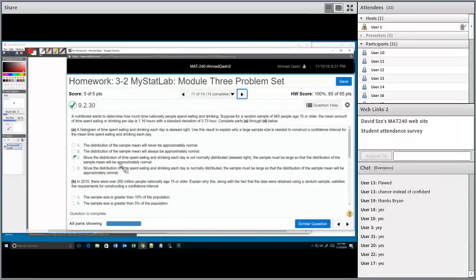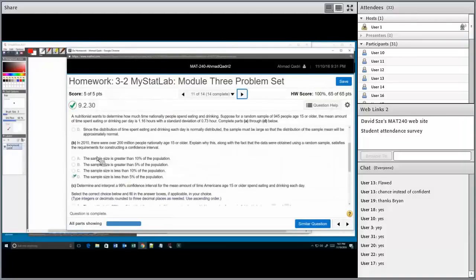Because if you cannot use this bell-shaped distribution for the sample mean, you can't do these calculations that we're doing. You want your distribution to be approximately bell-shaped so that we can do these calculations using the normal calculator or the T calculator. Okay, now in 2010 there were over 200 million people age 15 or older. Explain why this, along with the fact that data were obtained using a random sample, satisfies the requirement.